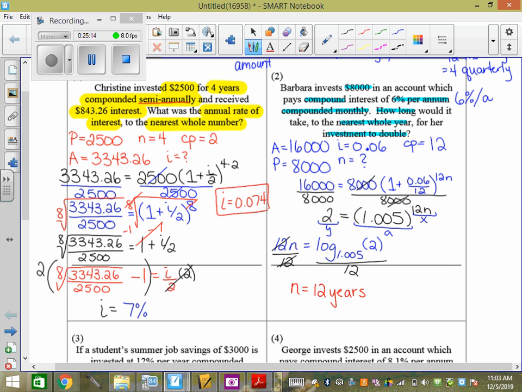Now we could check it. We could use y1, y2 right here and right here. But we're going to have to make sure our x max is at least 12, right?